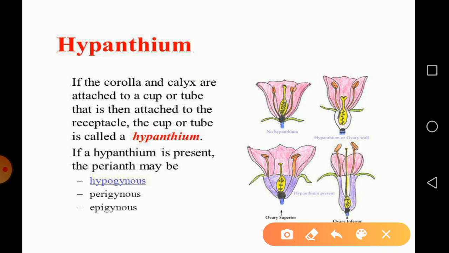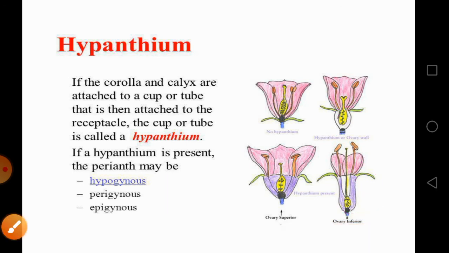So here you can see instead of normal arrangement, the receptacle will have a further enlarged growth. It may be going to form a cup shape, or here you can see tube like shape, and on this tube like shape your calyx, corolla and other plant parts are going to arrange. So in that case, that tube like shape structure or cup shape structure is called as a hypanthium. So on the basis of that hypanthium present, there are three types we are having: hypogynous, perigynous and epigynous.